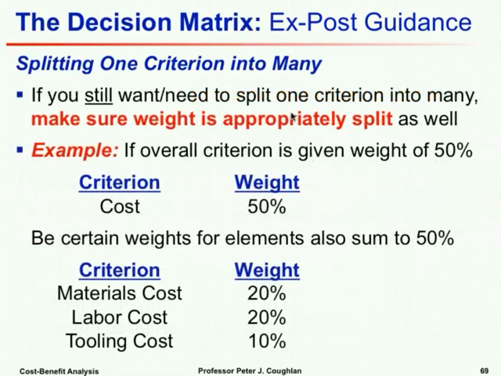But if you still want to split your one criterion into many, make sure the weight is appropriately split. So, for example, if cost should be 50% of your decision, and then you want to break it into materials, labor, and tooling costs, make sure the weights that you put on each of those sum to the same amount, the 50%, which is the weight you put on cost overall.